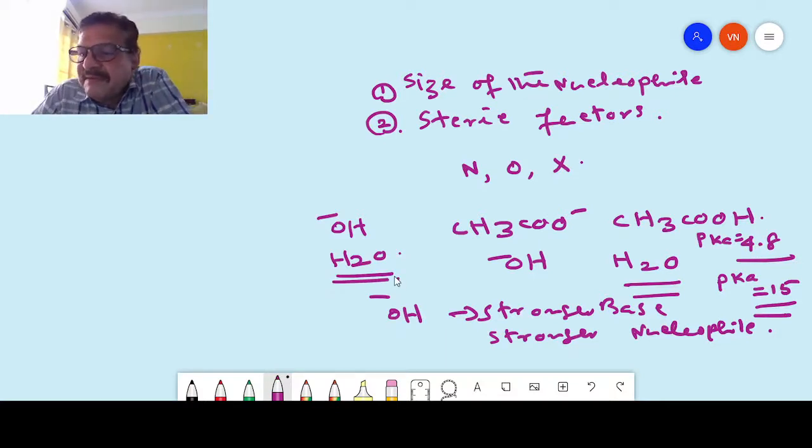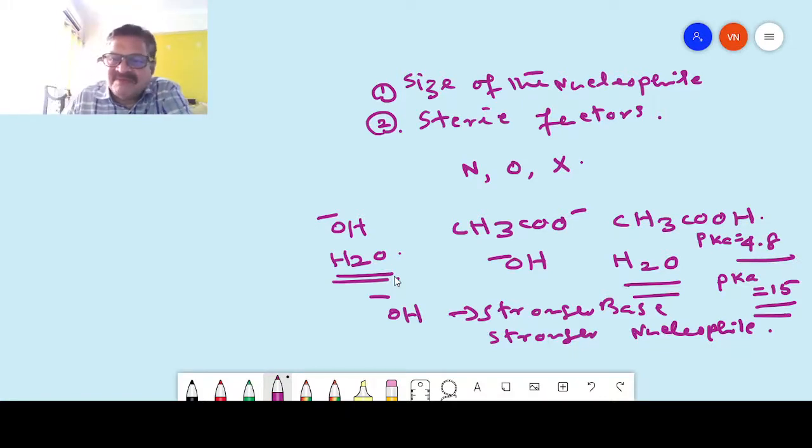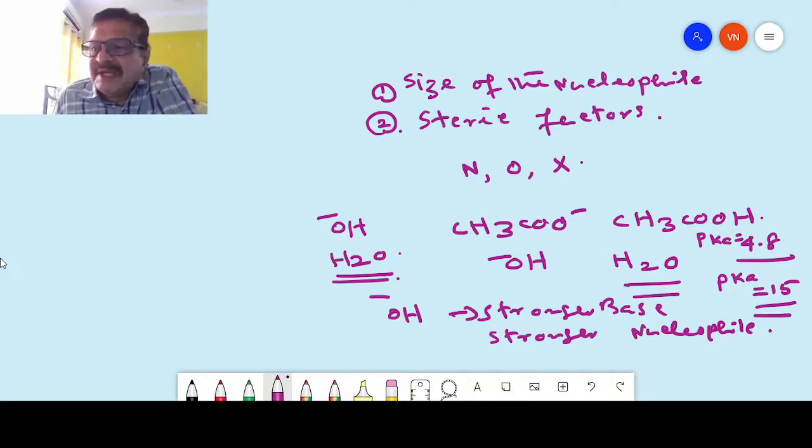Now, right to left across a row of the periodic table, what will be the trend here? Nucleophilicity increases as basicity increases. If you see the periodic trend here, that is across a row of the periodic table, right to left, the nucleophilicity will increase as the basicity increases.